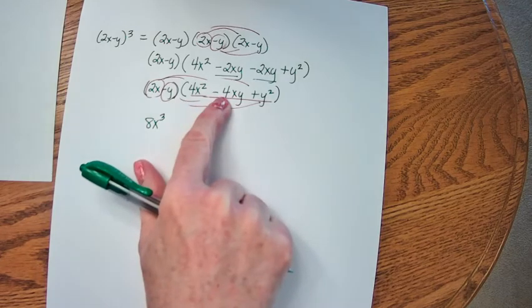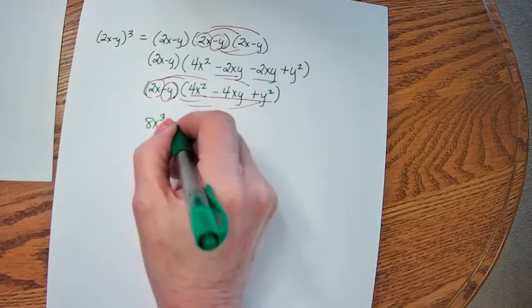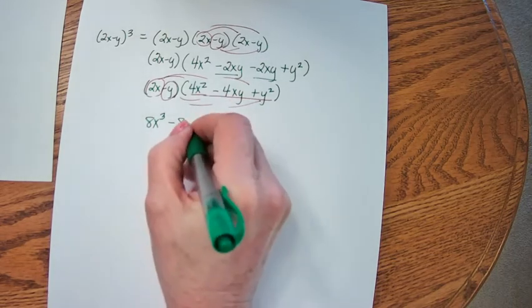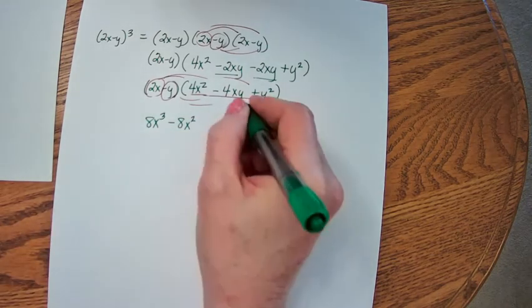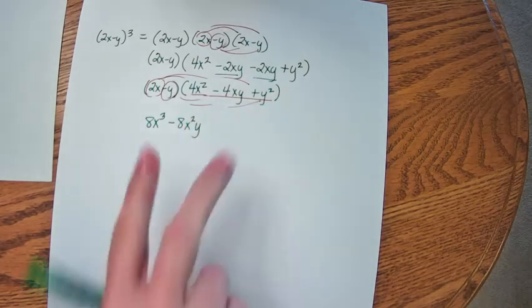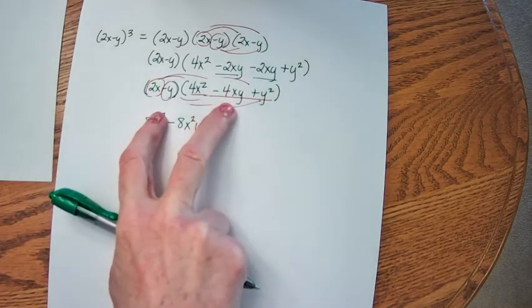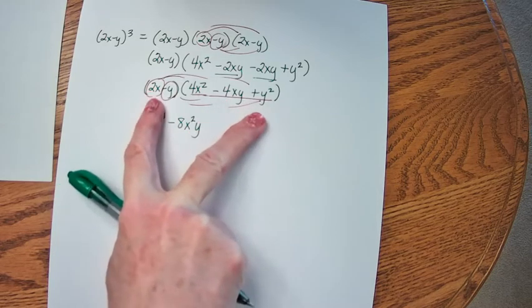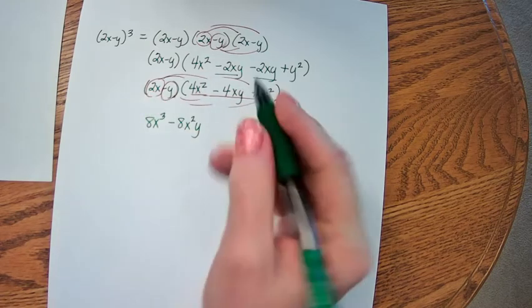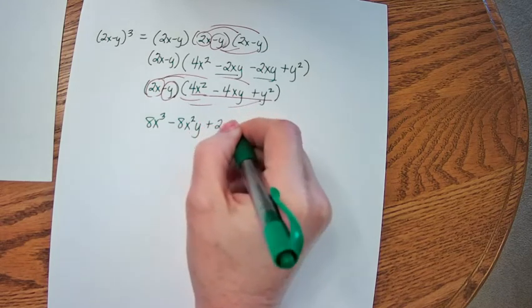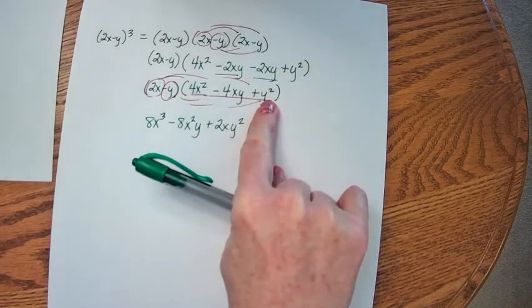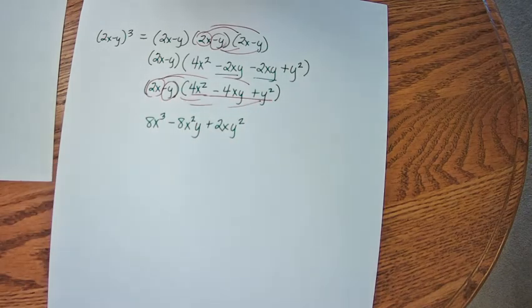2x times negative 4xy. 2 times negative 4 is negative 8. X times x is x squared. And let's not forget the y. That's multiplying negative 4xy by 2x. Now let's multiply 2x by y squared. That's just going to be 2x times y squared. I've multiplied every term in the second polynomial by 2x.